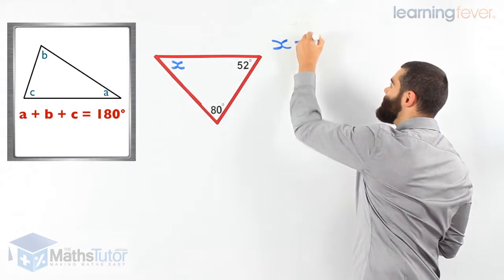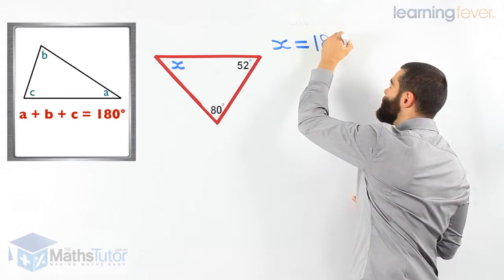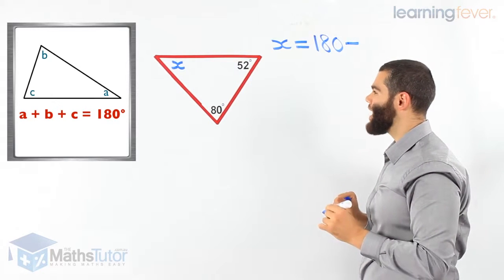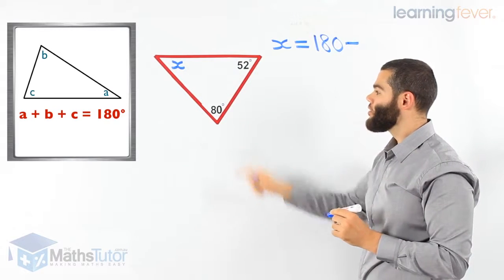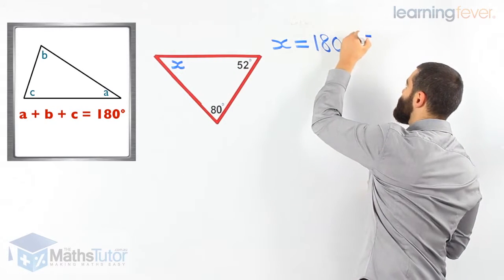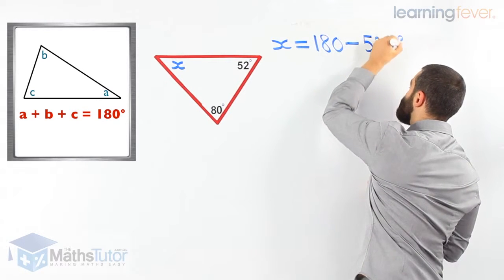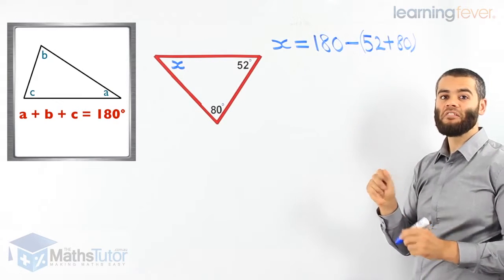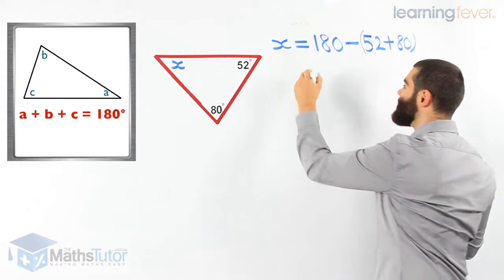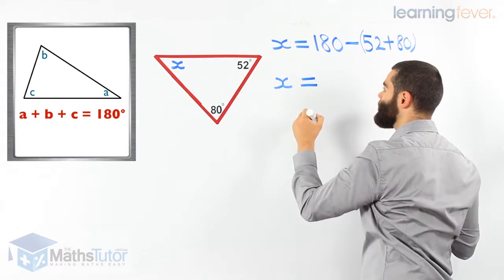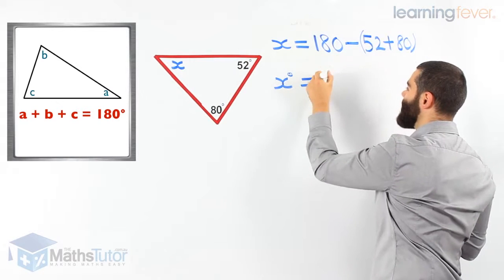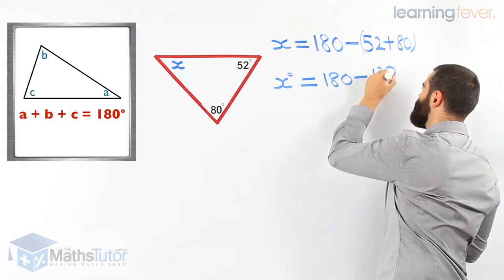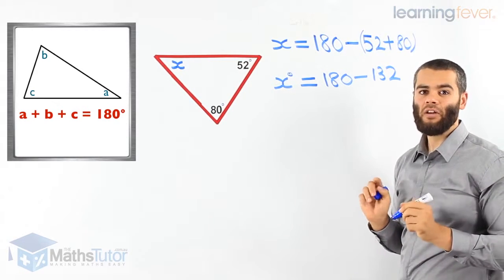X equals 180 degrees, which is the total in a triangle, minus, what are we going to take away? The other two angles added together. 52 degrees plus 80 degrees. We need to work out X. X degrees is 180 minus 132. 52 plus 80 is 132.